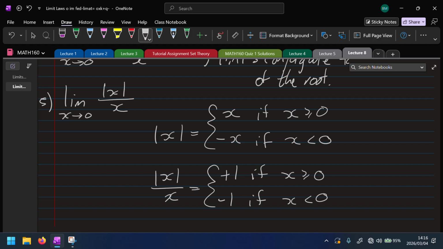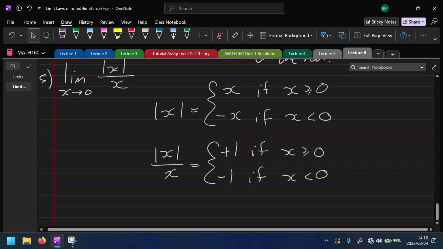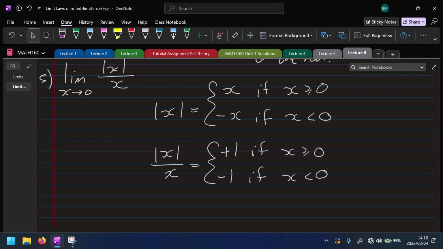Okay, now let's look at the limit from the left and the limit from the right. So for the limit from the left, we're looking at x values less than 0. What's the limit value going to be? So from the left, if x is less than 0, where does the function go to? It's one of those two. Take a guess, 50-50. Plus 1. Okay, if x is less than 0, minus 1. If x is greater than 0, which one?